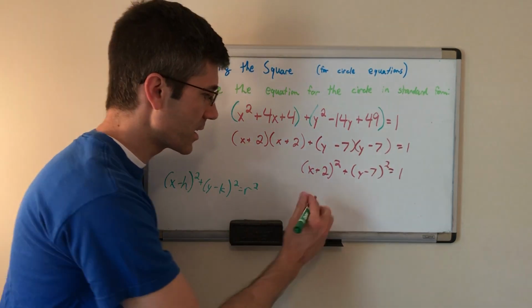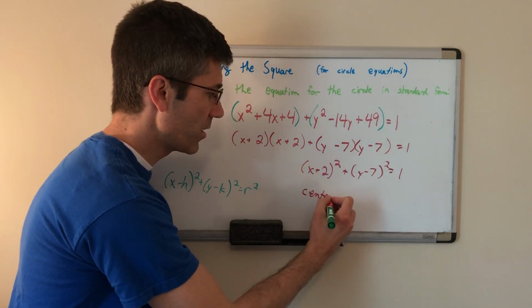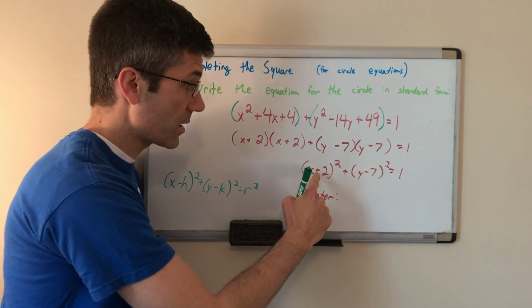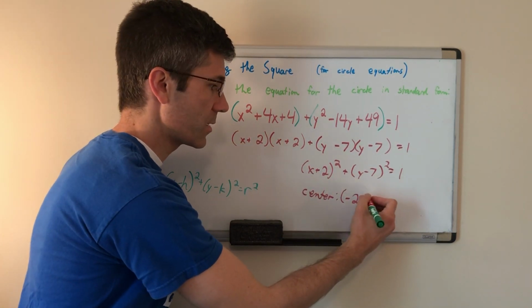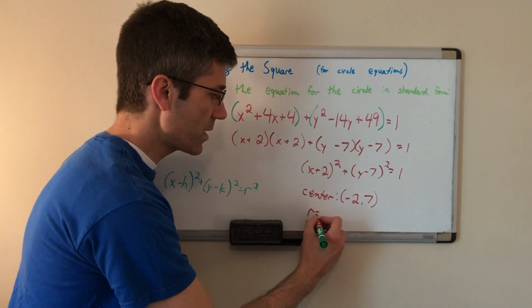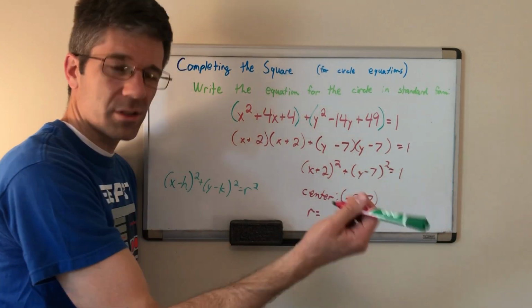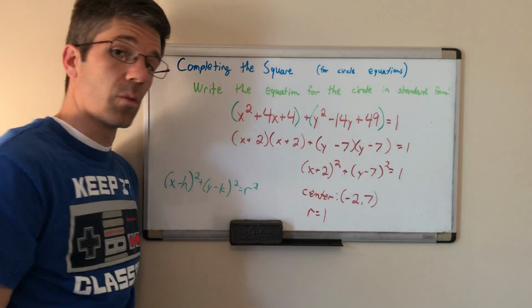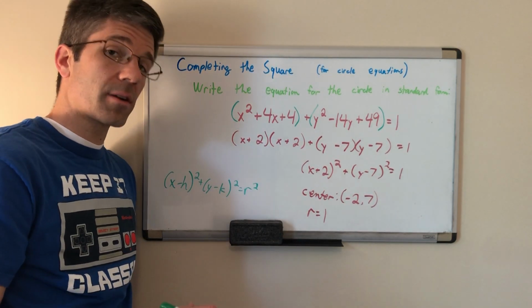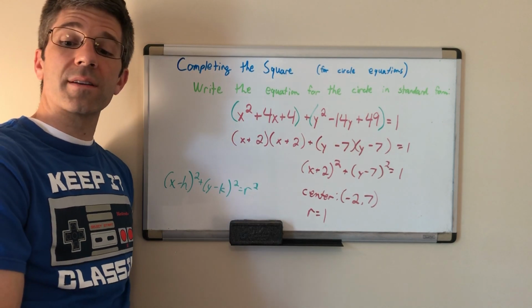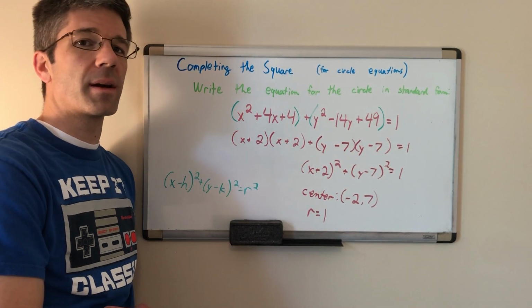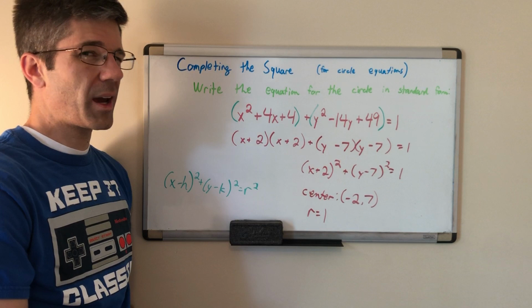So just in case they needed to know, here's the center. It's going to be the opposite of this and the opposite of this, so negative 2 comma 7. And then the radius is the square root of 1, which I already talked about, and that is just 1. So there's your first example. They're going to get a little bit crazier, but before we get into the crazy ones, we're going to need to understand a few basic skills about how to complete the square. We haven't really done that yet.